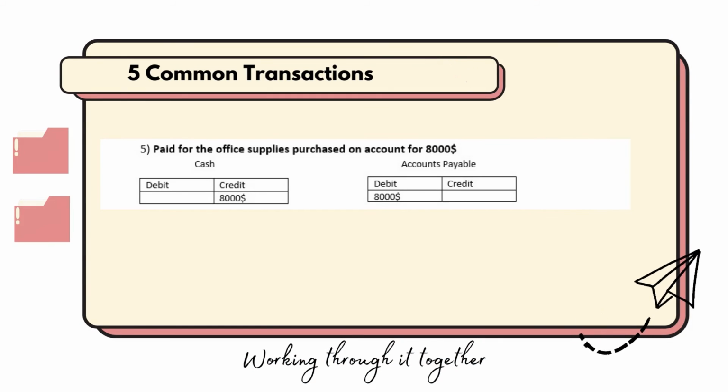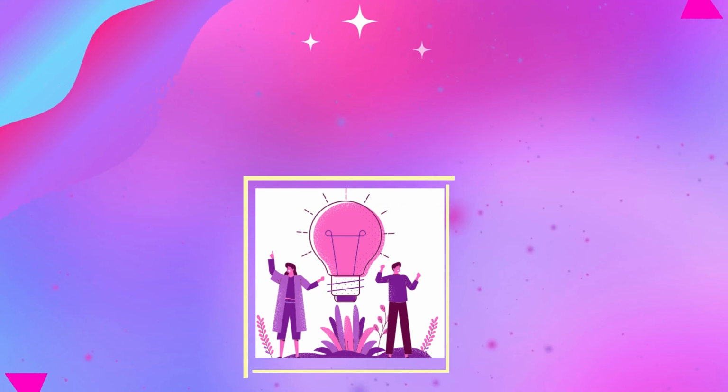Example number 5. The company paid for office supplies purchased on account for $8,000. In this particular example, we are both decreasing cash and decreasing accounts payable. We are using cash, $8,000, to pay accounts payable of $8,000. Therefore, we must credit cash for $8,000 and debit accounts payable for $8,000. That concludes this concept.